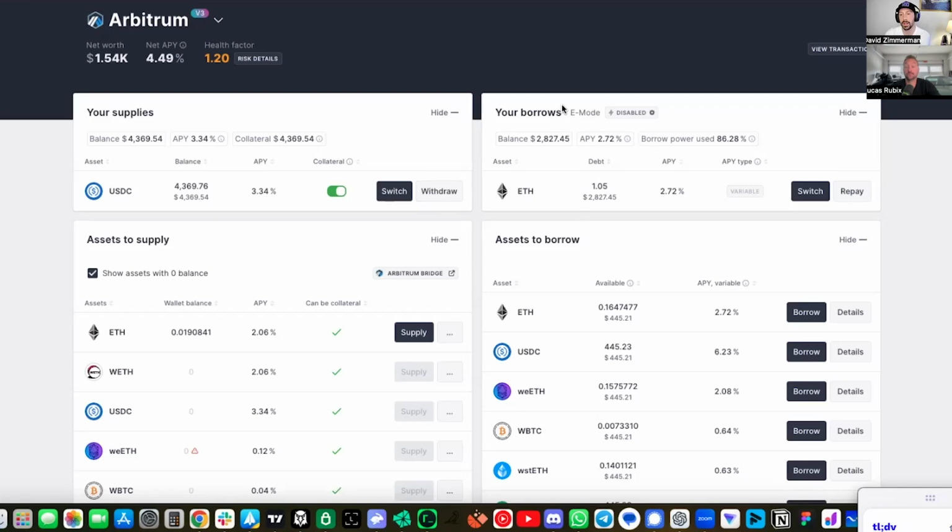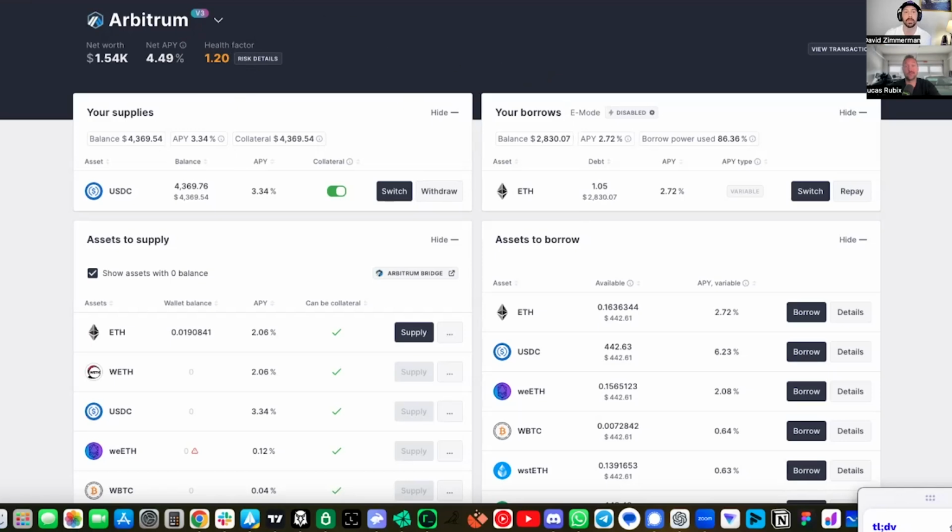Now, on the upside, what I must do is make sure that I keep my health factor at or above a 1.2. This is kind of like the bare minimum for me. I want to make sure that I'm not getting liquidated. So this strategy here, it's been working extremely well.